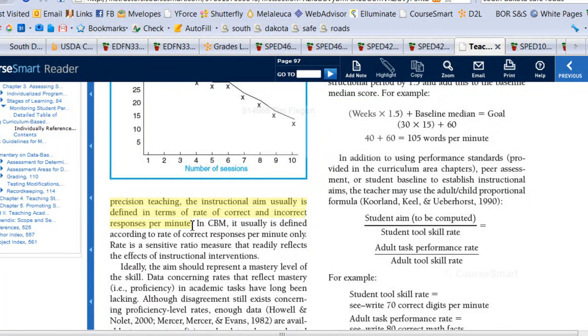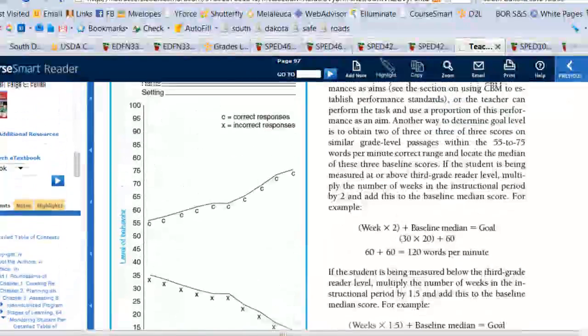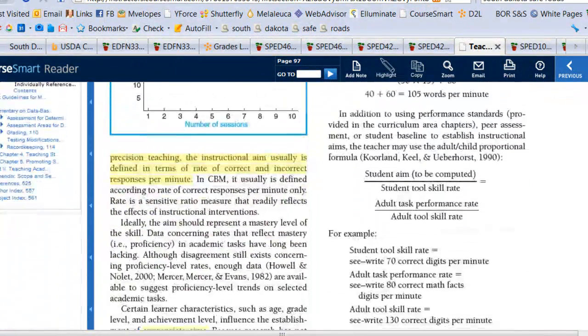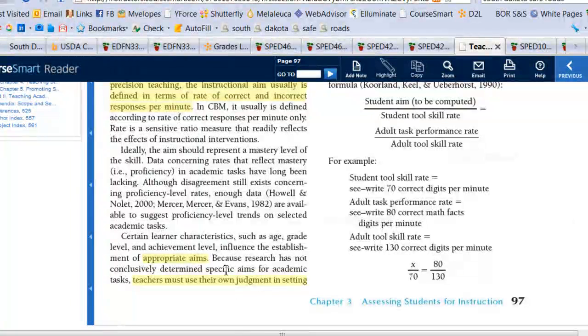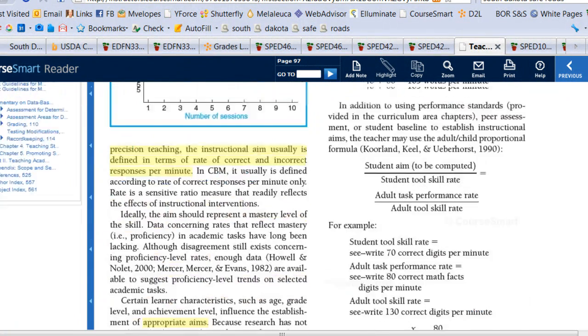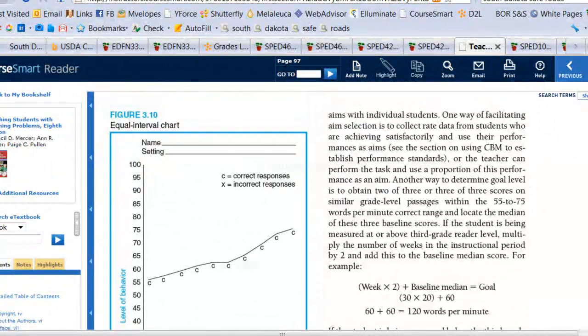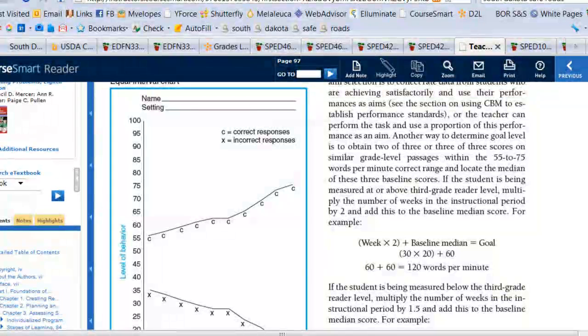In precision teaching, an instructional aim usually is defined in terms of rate of correct and incorrect responses per minute. Precision teaching, and that's a big word. Remember that word. Because if the rate isn't right, you keep doing the drill and practice. Ideally, an aim should be mastery level of the skill, and this makes it hard. What is the aim? Research does not conclusively determine specific aims for academics. Teachers must use their own judgment for aim. And I think when I was teaching, it was my biggest frustration, how to determine what an appropriate goal is for what they should know.